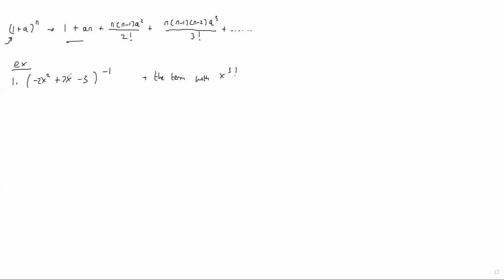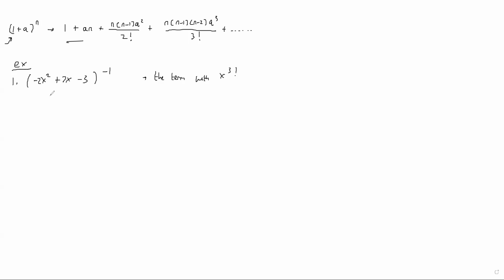So this one is obviously not a binomial, right? Because we have three numbers: the 2x squared, the 7x, and the minus 3. So what we can do first in here is try to factorize this quadratic right here. So how do you factorize that?